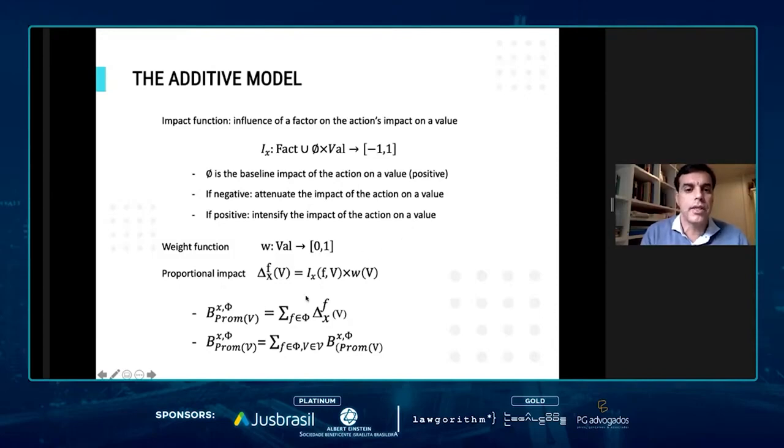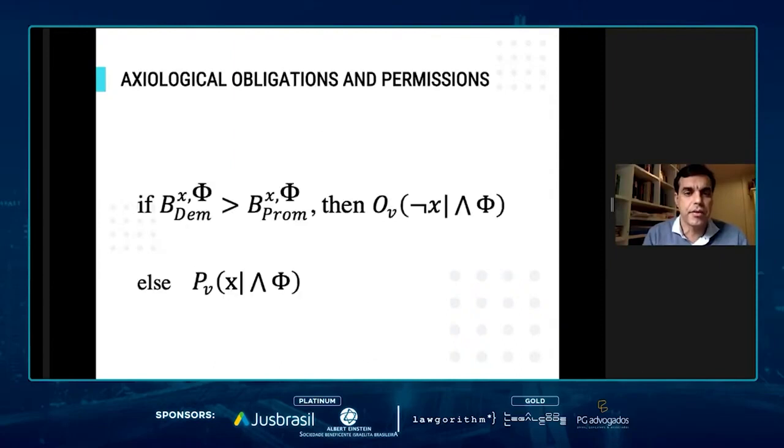I'm not going into the details of the formalism, but I'm trying to show how the model works using the example given by Riley versus California. So the whole game here in this model is to compare those values which are demoted against the values which are promoted by the action at stake, given a certain constellation of factors.